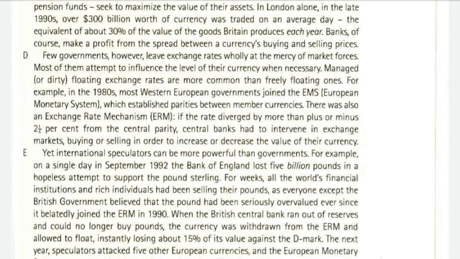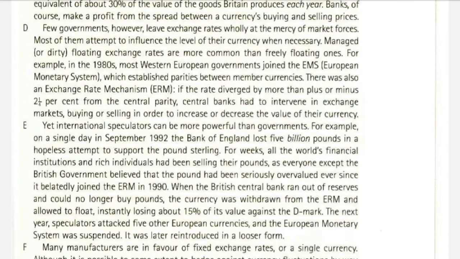There was also an exchange rate mechanism, or ERM, if the rate diverged by more than plus or minus 2.25% from the central parity. Central banks had to intervene in exchange markets, buying or selling in order to increase or decrease the value of their currency. E. Yet international speculators can be more powerful than governments.